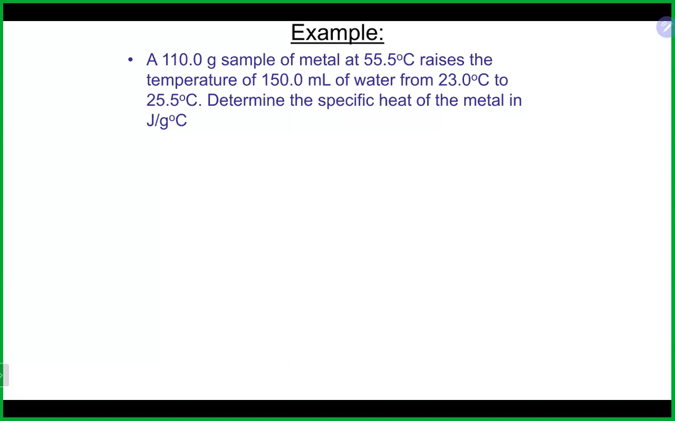Okay, so let's take a look. It's pretty much the same situation we were just talking about. So we definitely got a metal and we got some water. I'm going to put the two together. So we basically have our metal, and for our metal, we know it has a mass of 110 grams. It has an initial temperature of 55.5 degrees Celsius. We also have water, obviously.